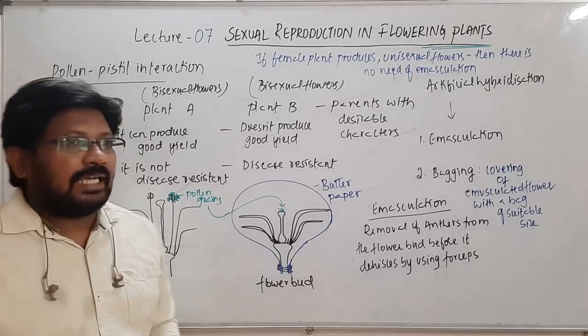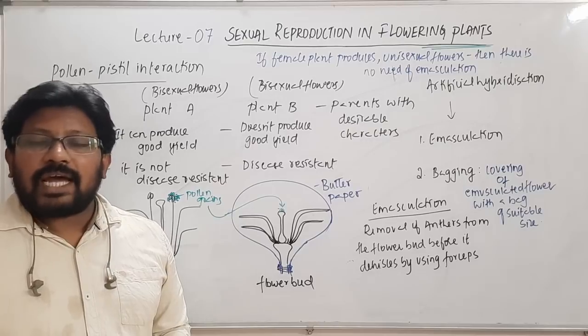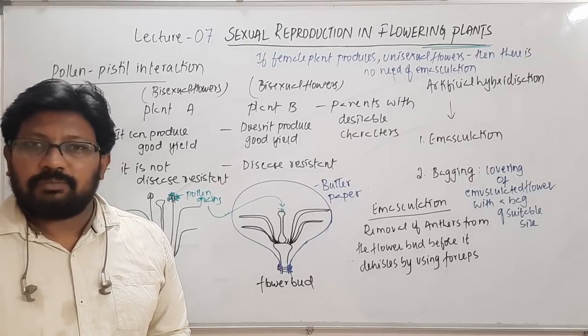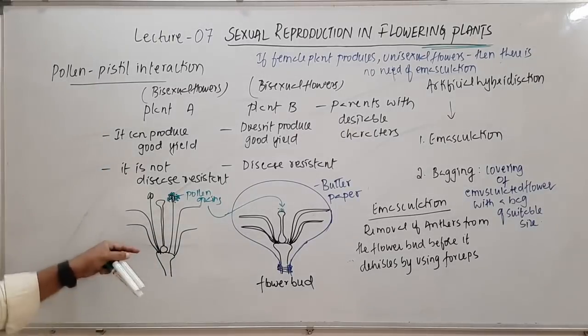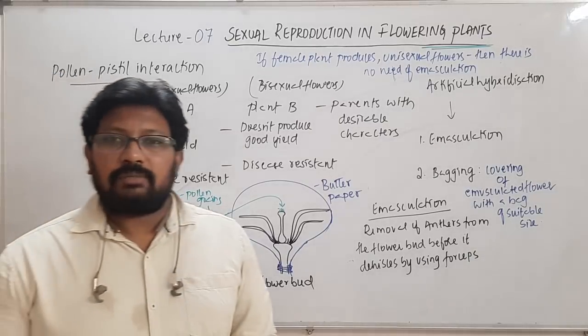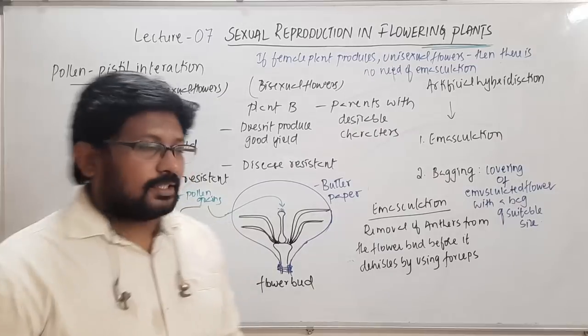If that is the case, if we see the desirable characters in the offspring, then we have developed superior varieties which have the characters of both the parents, right? This is how we perform artificial hybridization and are able to produce commercially important superior varieties of plants, right?